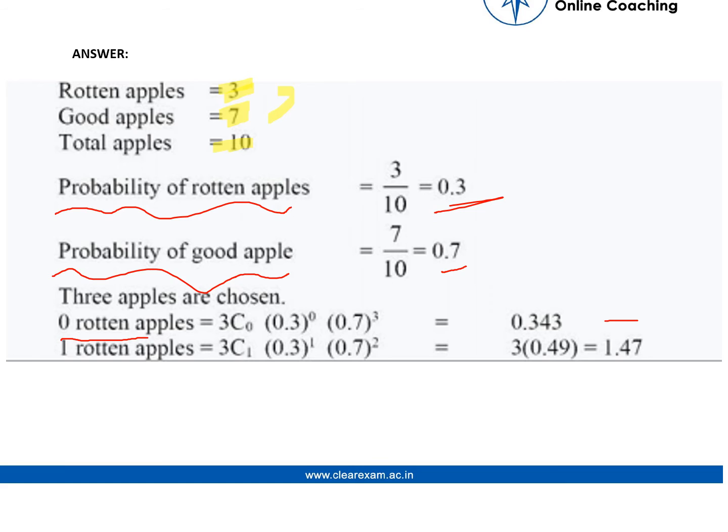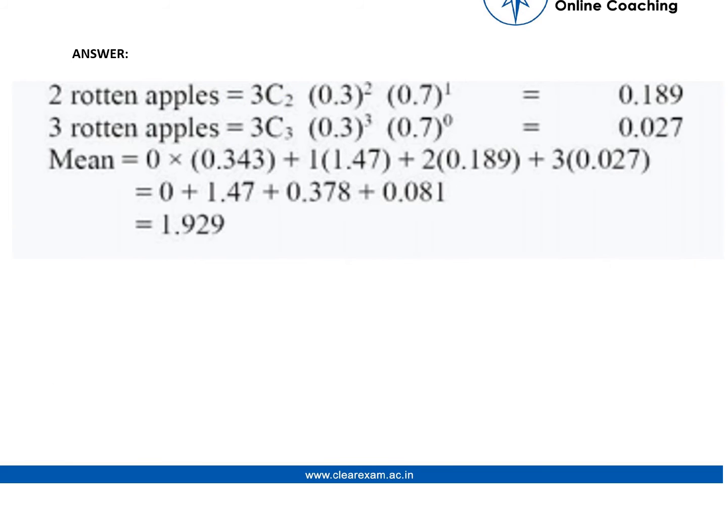For one rotten apple, the combination is this. Two rotten apples, the combination is this. And for three rotten apples, the combination is this. There cannot be more than three rotten apples, as the total number of rotten apples is 3.